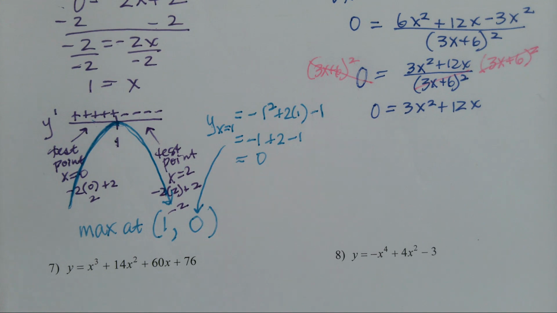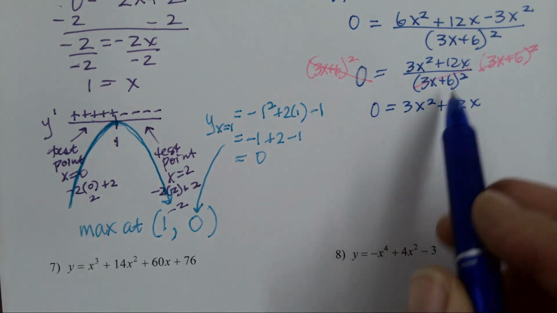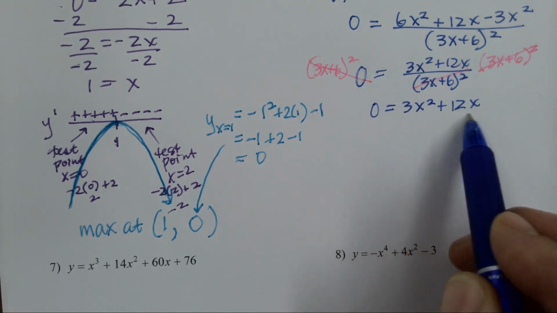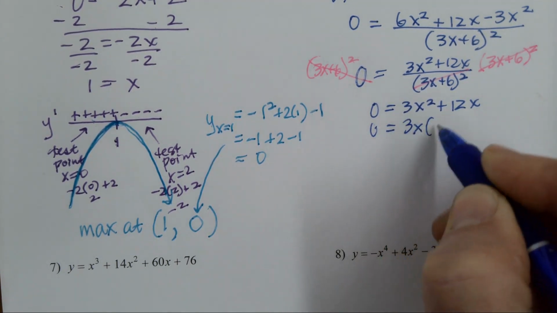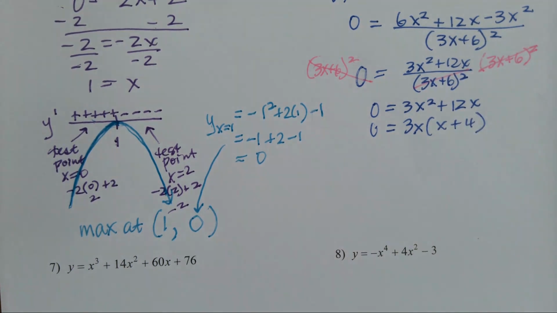All right. I've run into another little problem. How do I solve a squared function? Can't do the square root because I have a non-squared term in here. Factor to solve. Can I factor out a GCF? Yeah. This is 3x times x plus 4. And then what do I do with those factors?